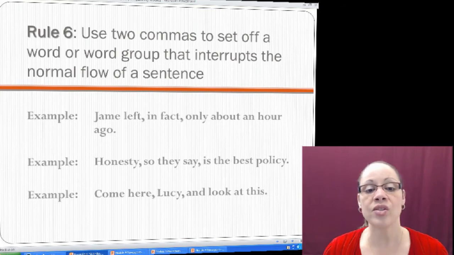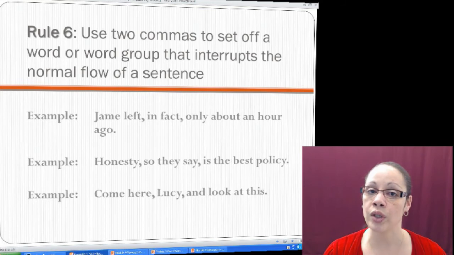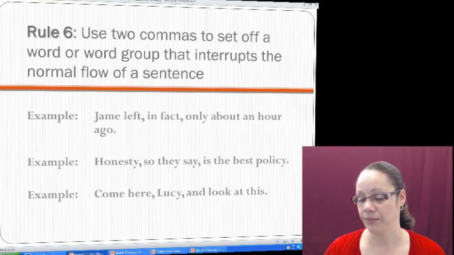And: come here, Lucy, and look at this. Lucy is my interruption. It interrupts the natural flow of the sentence: come here and look at this. So I need a comma before the name Lucy and also one right after Lucy.